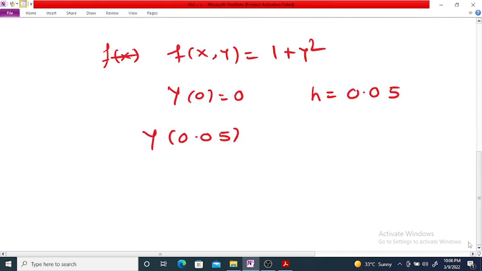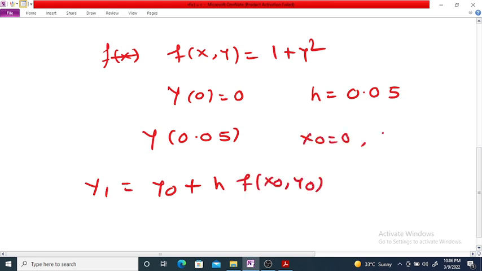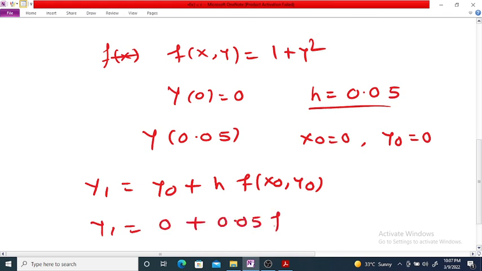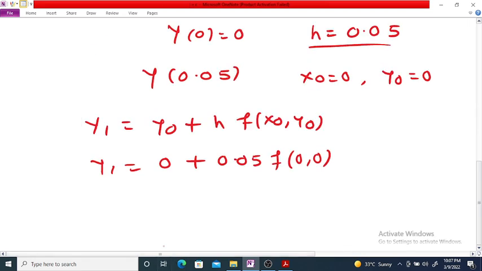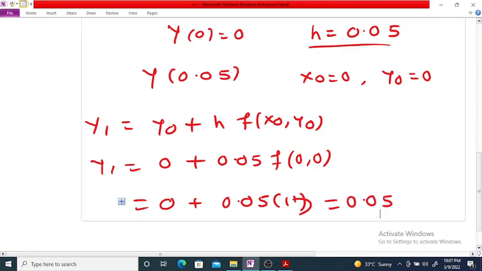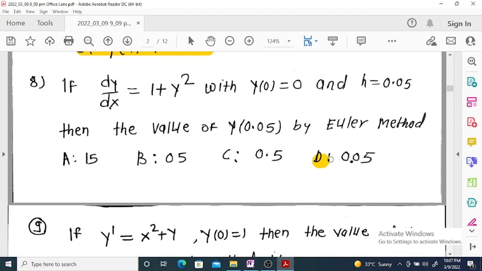So now here the formula for Euler's method is y1 is equal to y0 plus h f of x0 y0. So here x0 is equal to 0 and y0 is equal to 0, h is 0.05, so y1 is equal to y0 which is 0, plus h which is 0.05, and f of x0 y0 means what? f of 0 0. So f of x y is what? 1 plus y square. So this is equal to 0 plus 0.05 into 1 into 1. So the answer is what? 0.05. So the correct option is 0.05, option number D.